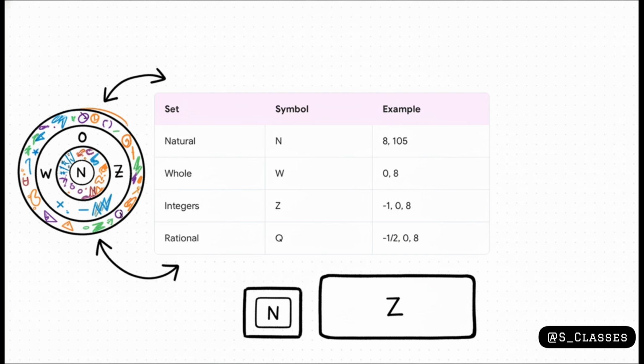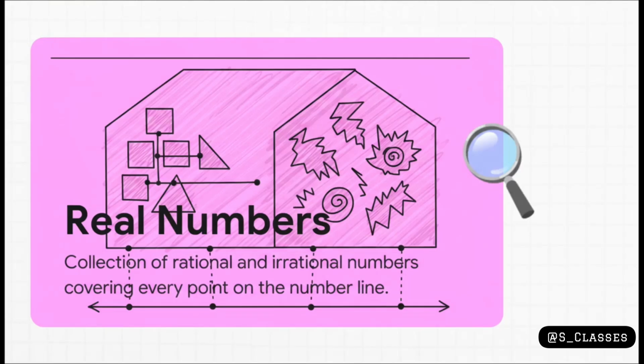But obviously, math doesn't stop there. If we throw in negative numbers, like -1, the box grows again into integers, which we call Z. And finally, if we start filling in the spaces between those integers with fractions, say -1/2 or 3/7, that entire collection becomes rational numbers, or Q. So the big takeaway here is that every new set is basically a container that swallows up all the previous ones. And when you bring all of these different groups together, you get our ultimate mathematical collection, real numbers.